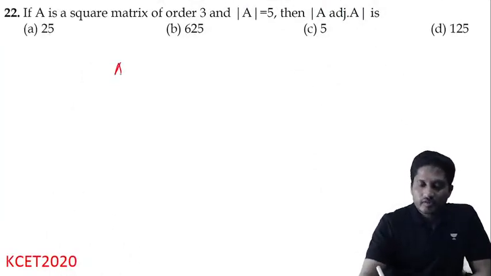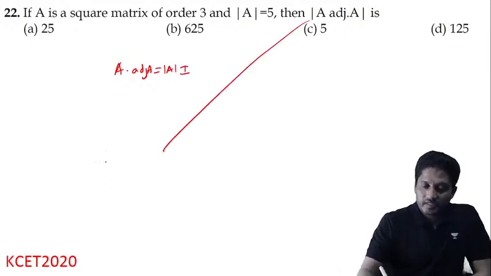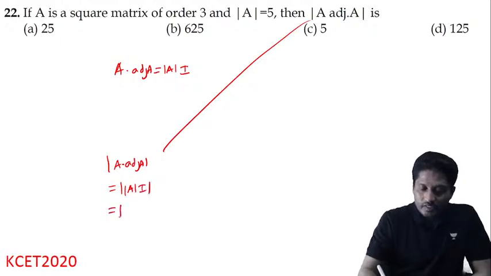Let's move to the next question. We know that A into adjoint of A is equal to determinant A into I, right? So this can be written as determinant of A into adjoint of A is equal to determinant A into I.